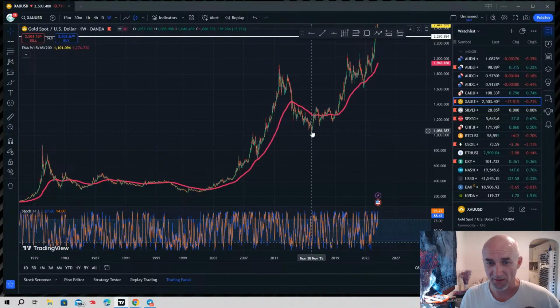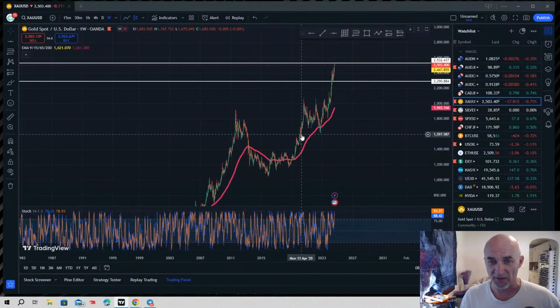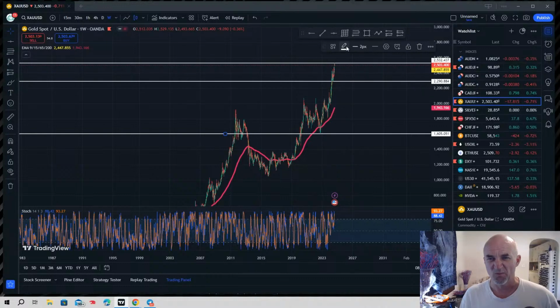It has dropped back down. Obviously, in 2015 it came back down to $1,000, $1,050, and has since gone back up again. So I'm going to put a line right here. I'm going to call that the gold.